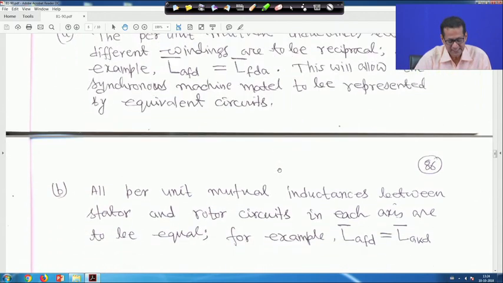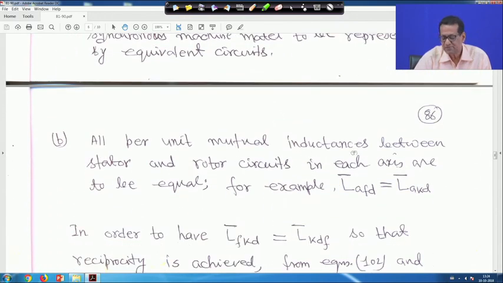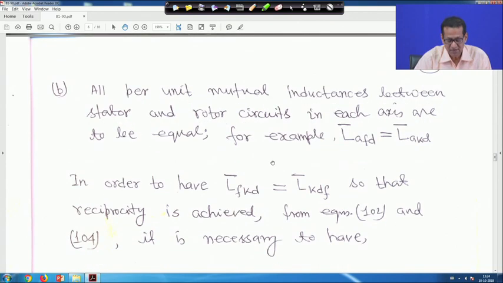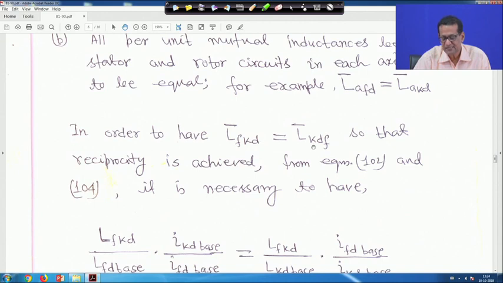So, for that second thing, all per unit mutual inductances between stator and rotor circuit in each axis are to be equal. For example, LAFD bar is equal to LAKD bar, right. In order to have LFKD bar equal to LKDF bar, this has to be made reciprocal, so that reciprocity is achieved.